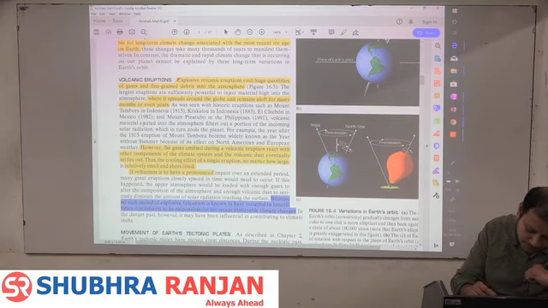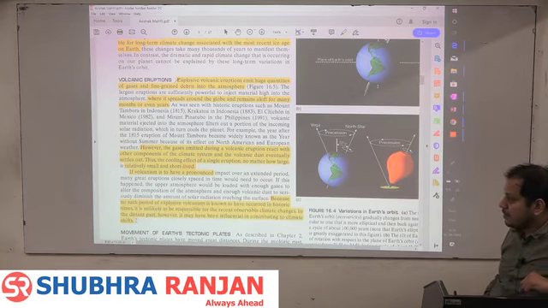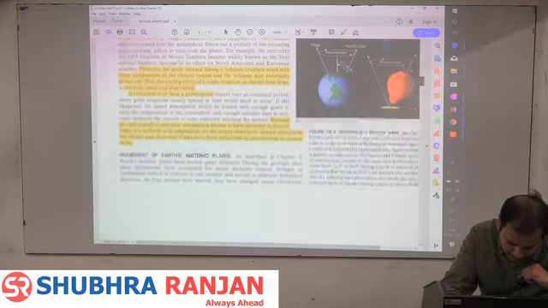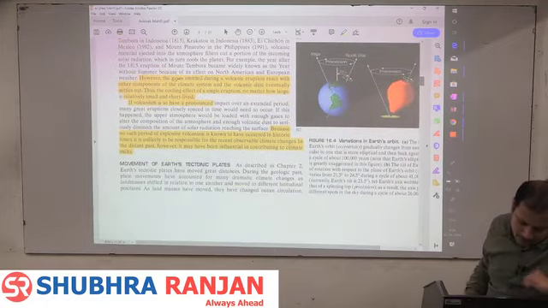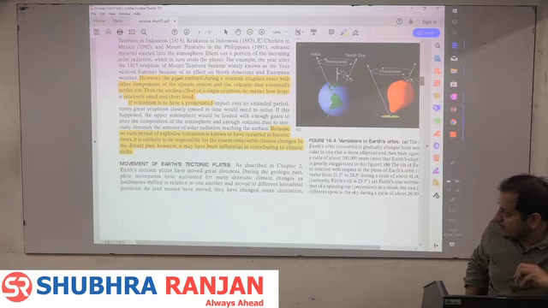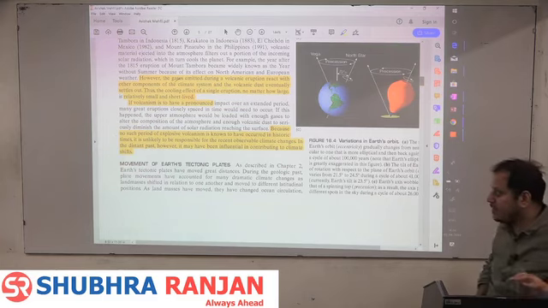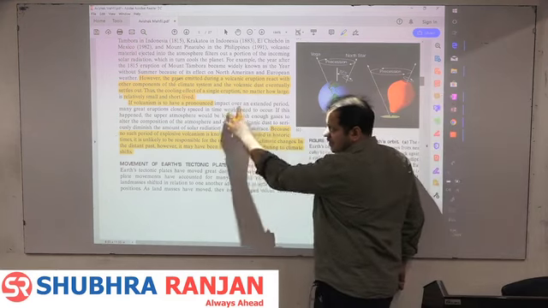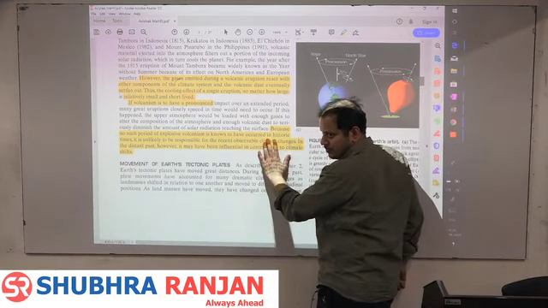Whether the volcanic eruptions will result in climate change, read the last line. Because no such period of active volcanism is known to have occurred in the historic times, it is unlikely responsible for recent observable climate changes. Meaning, is the volcanic eruption a reason for present climate change? No. Fine.